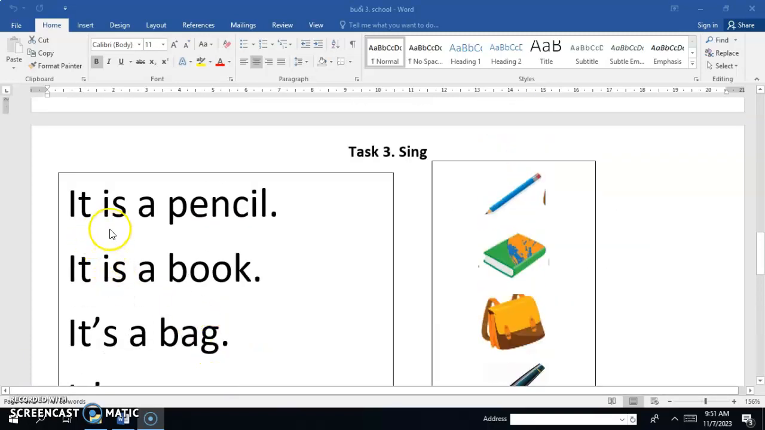Khi các bạn muốn giới thiệu tên của một đồ vật, chúng ta sẽ sử dụng cấu trúc với it is a. It is a book. It is a pencil. It is a bag. Và is này ạ, viết tắt của hai từ it is. It is. Được chưa ạ? Đó là nội dung bài của chúng ta ngày hôm nay.